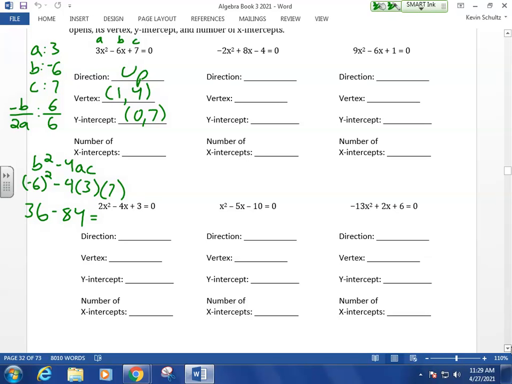Because it's a negative, we don't really care what the number is, so I'm just putting the sign there. Because it's a negative, it means that this parabola will have 0 x-intercepts.